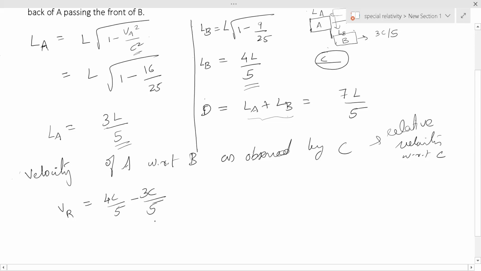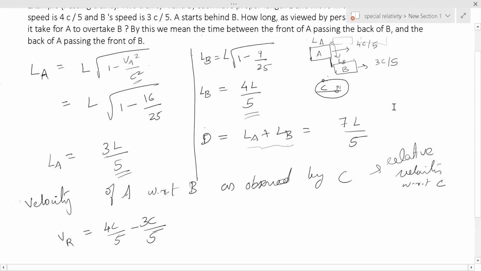Yes, because as we have said earlier, we don't have to use the velocity addition formula when you are talking about the relative speed as observed by another observer. When do you use the velocity addition formula? When you need to find the velocity of A with respect to B or B with respect to A. But this person is seeing A moving at 4c/5 and B moving at 3c/5. This person just sees this. So how fast do they move apart? It's just 4c/5 minus 3c/5.